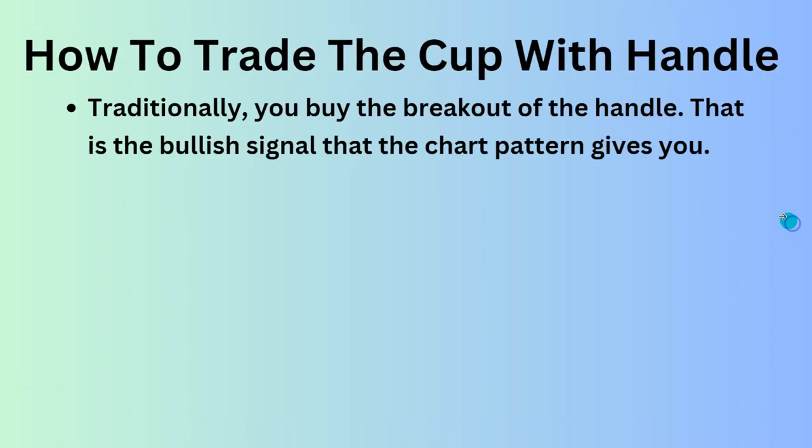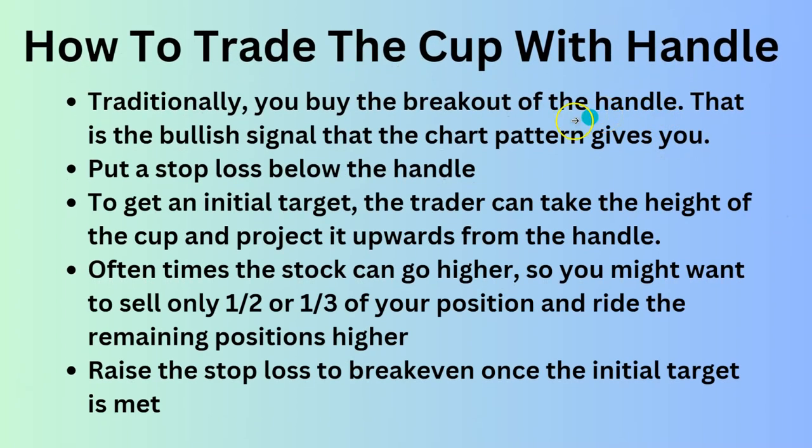Okay, how do you trade the cup with handle? You buy the breakout of the handle. Okay, this is the bullish signal that the chart pattern gives you. So when it trades sideways, remember the handle is sideways trading, and when it breaks out of the sideways trading, this is a bullish signal, actually a breakout. You put a stop loss below the handle, or if you are very conservative, put the stop loss below the entire chart pattern.